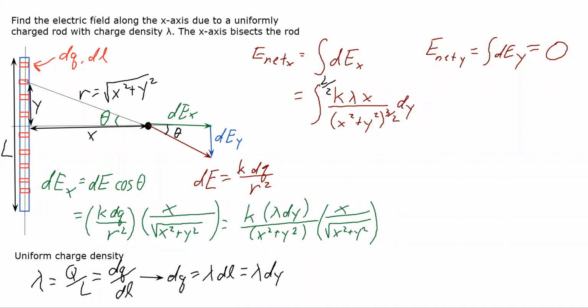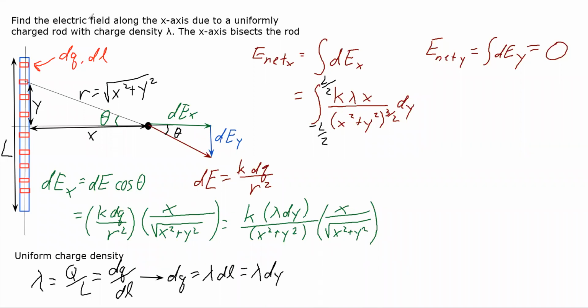That's my upper limit. Now what's my lower limit? My lower limit is the charge that's all the way on the bottom of the rod, down here. Well, what is the y value for that position at the bottom of the rod? The y value for that is negative L over 2.